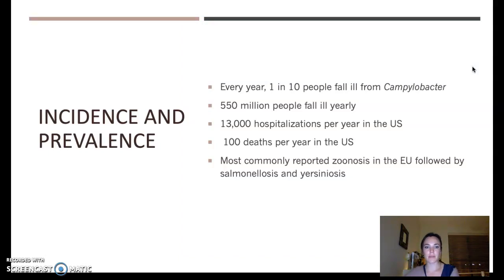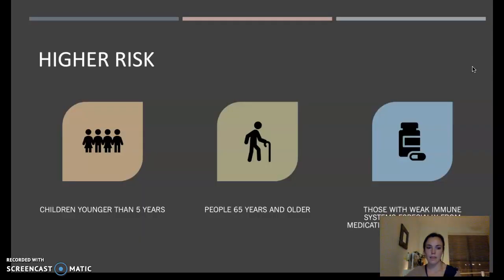Every year, about 1 in 10 people fall ill from Campylobacter. About 550 million people fall ill yearly. 13,000 hospitalizations per year in the U.S., and about 100 deaths per year in the U.S., and it is known to be the most common reported zoonosis in the EU, followed by Salmonella and Yersiniosis. Children younger than 5 years of age, older people, and people with weakened immune systems are at higher risk of developing severe cases.